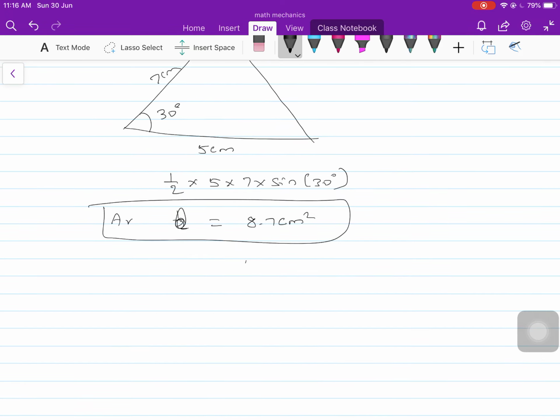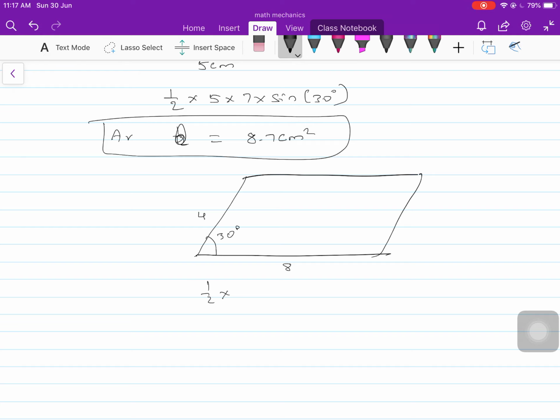Similarly, if you have a parallelogram, these two sides you know. Suppose I take 8 and 4 and you know this angle here, you'll do the same thing. So half into 8 into 4 into sine of the angle between them. The proof of this I'll give you in the next video. So the answer would be eight centimeters squared if everything is in centimeters. So hope this is clear. We'll continue in the next video.